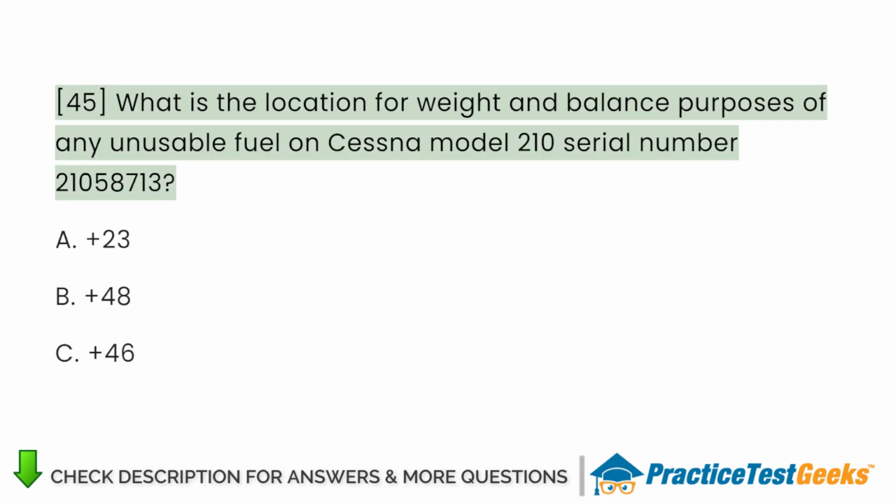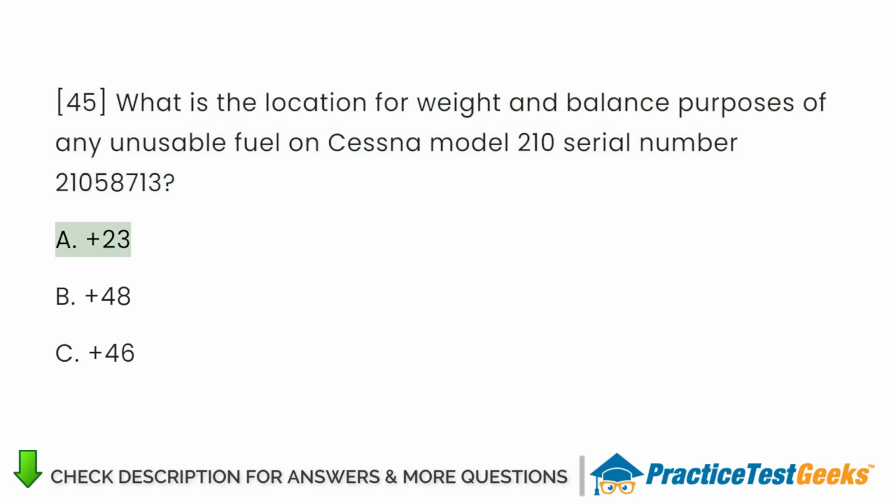What is the location for weight and balance purposes of any unusable fuel on Cessna Model 210 serial number 21058713? A. +23. B. +48. C. +46.